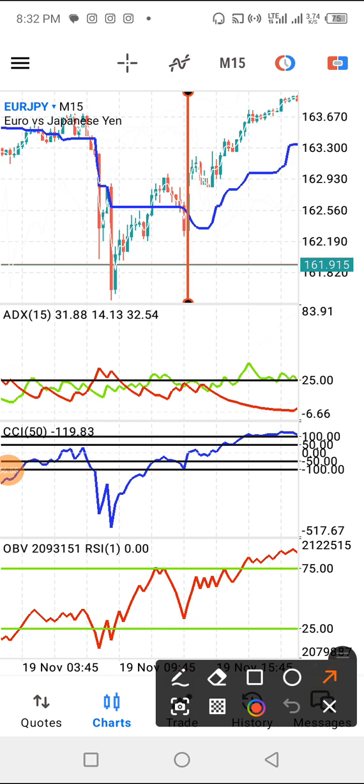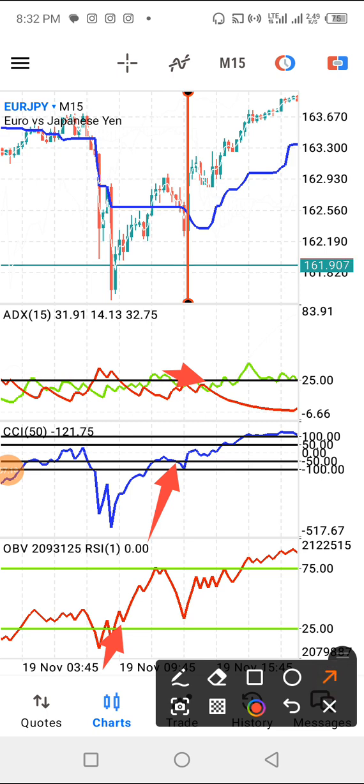Price is already above your level 25, right? Why at that moment your CCI is facing upward and your ADX positive is above level 25. So this is where you open your buy.